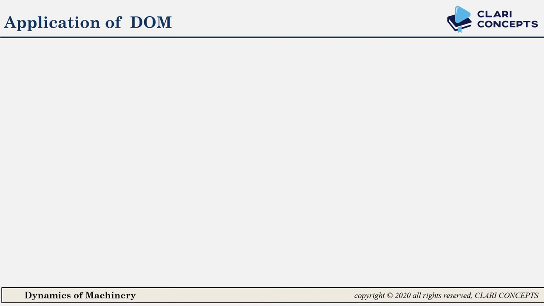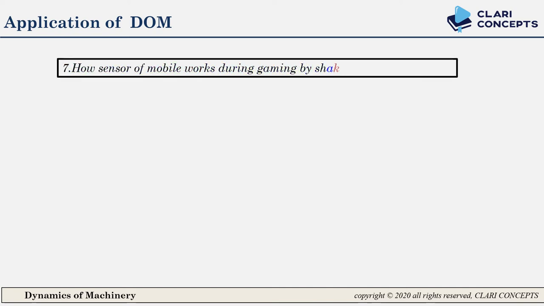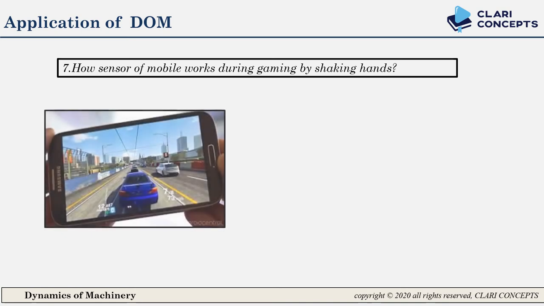Next is the most favorite thing of this generation, playing games. From children to elders, all like to play games on mobiles. It's so easy that only a moment makes a change in a game. But have you ever wondered how the sensor of a mobile works during gaming by shaking your hand? It means that only a movement of the hand can turn a car right to left or make it jump.